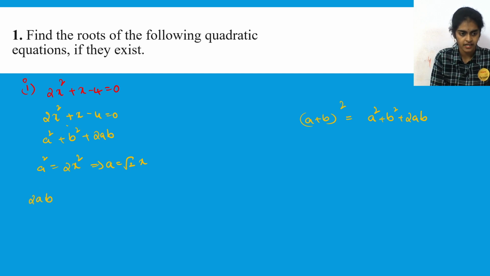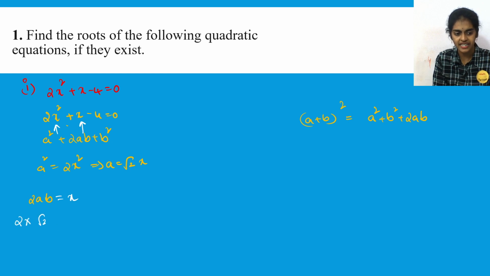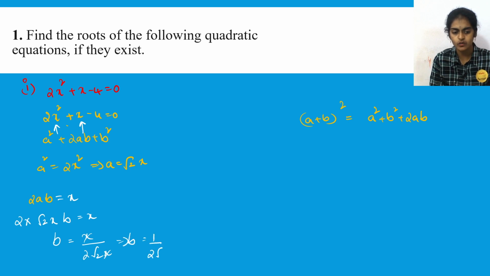Taking it in this order, a square plus 2ab plus b square, a square is 2x square, and the middle term 2ab is x here. But the a value is root 2x, so 2 into root 2x into b equals x. So your b value will be x upon 2 root 2x, which means my b value is 1 by 2 root 2.